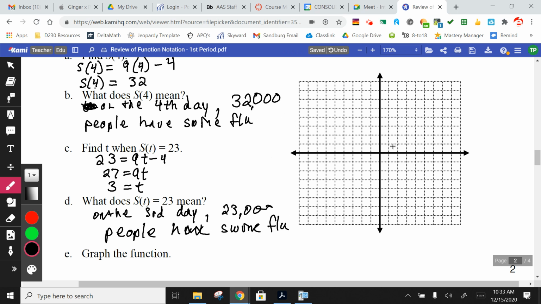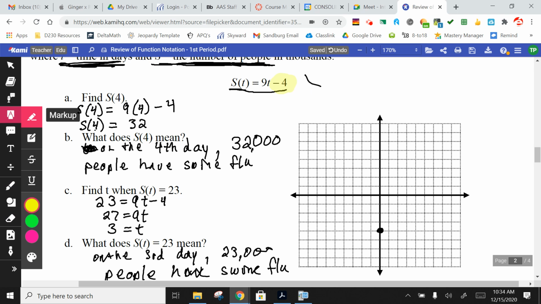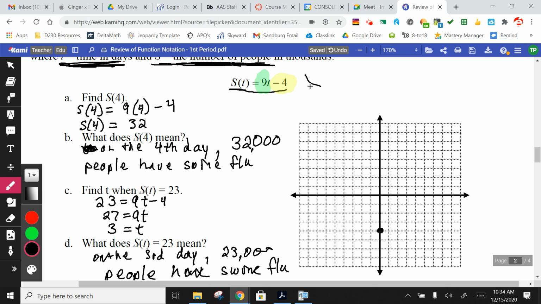And then the last part of this, see if you remember this. If I wanted you to graph this, this is where you hopefully definitely remember slope-intercept form, where our y-intercept would be the -4. So you would go to your graph, go down to the -4 here. That's where we know we cross the y-axis. And then our slope is the number in front of the t here. That's 9 over 1. So from this point, you go up 9, 1, 2, 3, 4, 5, 6, 7, 8, 9, and then right 1. And then we can now graph that equation. Okay.